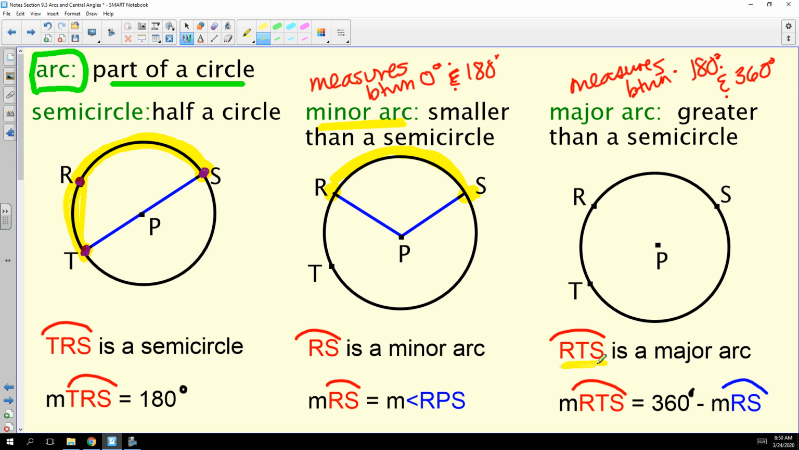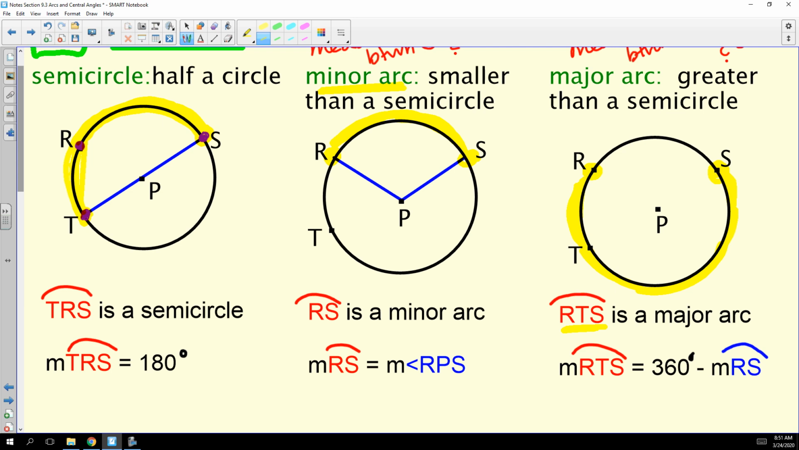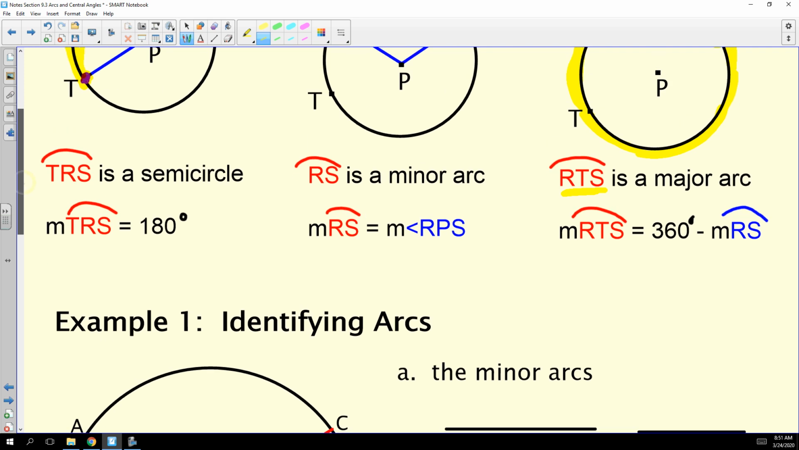So we're going to talk about arc RTS. So we're going to start at point R. We're going to travel in the direction of T. So if I went clockwise, I would hit S before T. If I go counterclockwise, then I'm going to hit point T first, and then I'm going to continue around the circle until I get to point S, and then I'm going to stop there. And so arc RTS is a major arc. Got it? Okay, and generally you can say that the measure of a major arc is 360 degrees minus the measure of a minor arc, just in case you were wondering about that.